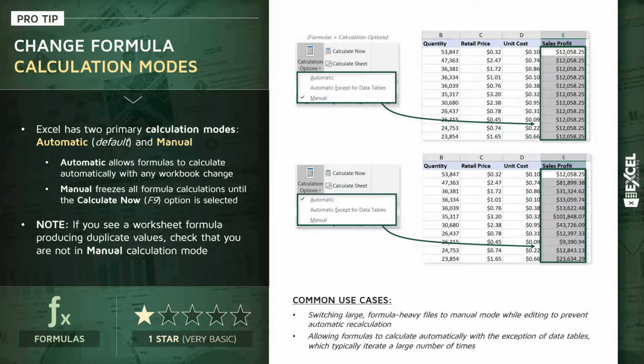So to summarize, a couple common use cases. In some cases, you may have a very large workbook, very formula heavy, using things like lookup and index and reference functions, or arrays that iterate many, many times over a large number of rows. In those cases where the calculations take quite a while, you may want to temporarily switch to manual mode as you're making other workbook edits, just for the sake of speed and efficiency. Just make sure to change it back to automatic when you want those formulas to recalculate.